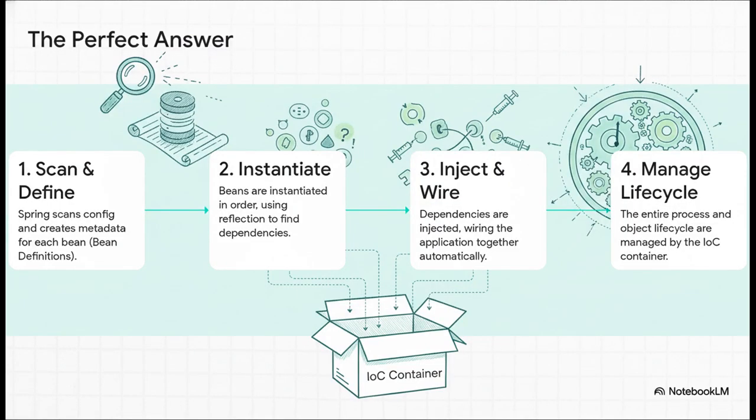You say, first, Spring scans the configuration to create metadata blueprints for each bean, which are called bean definitions. Second, it instantiates the actual beans in the correct dependency order, often using Java reflection to figure out what's needed. Third, it injects those dependencies into the objects that need them, wiring the whole application together. And finally, you say that this entire process, from creation to destruction, is managed by Spring's inversion of control, or IoC container. An answer like that shows precision, depth, and total confidence.